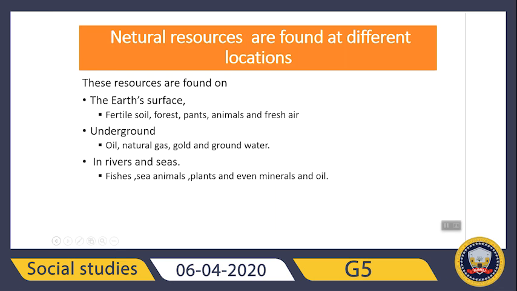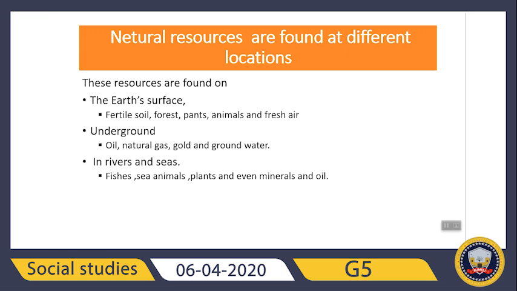Number one, you can find them on the Earth's surface. Then you can find them underground, and number three, in rivers and seas. So these resources are found on Earth's surface, underground, and in rivers and seas. For example, fertile soil, forests, plants, animals and fresh air are natural resources found on the surface of the earth. These are a few examples.